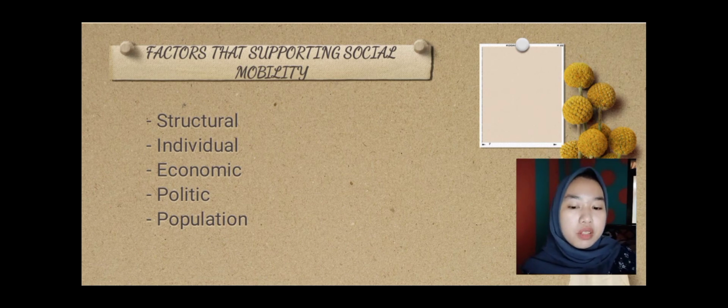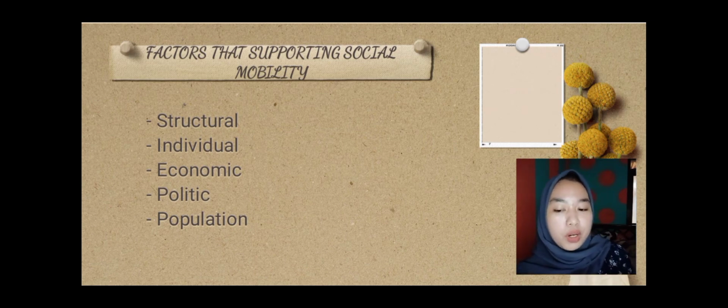For the economic factor, if the economic situation in society tends to be good, then social mobility can be realized. Good economic conditions make it easy for people to obtain capital, education, and other opportunities. But if the economic conditions are bad, people will have limited income.